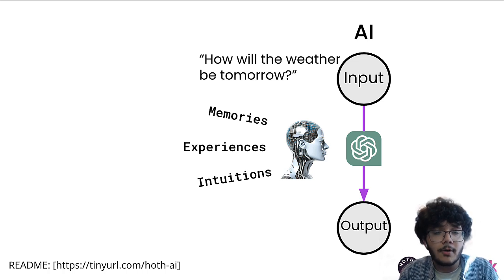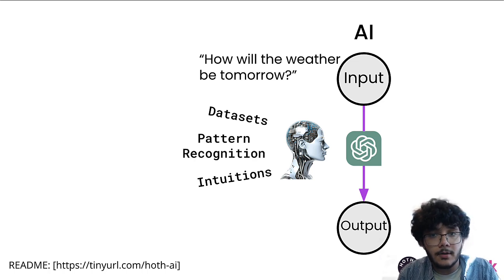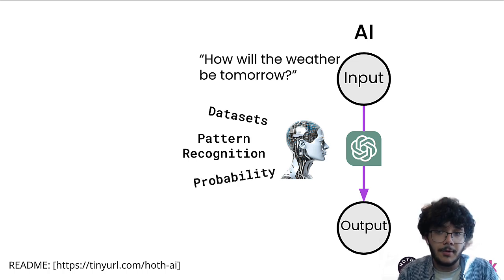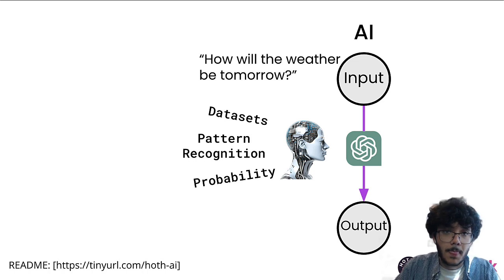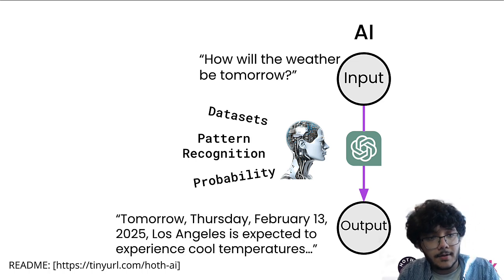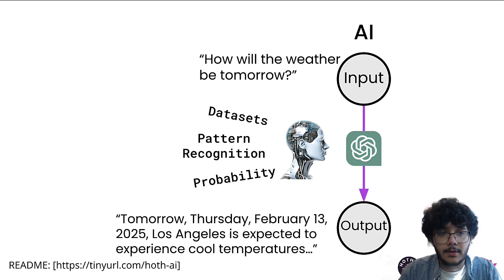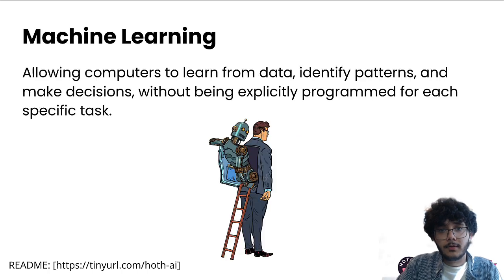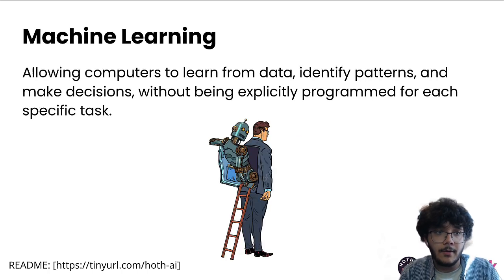Similarly, AI models also don't rely on strictly defined sets of rules. In order to mimic human thinking, they have things like data sets, which just means large amount of data you provide to it. Instead of experiences, they have pattern recognition, which is just the analysis of trends within those data sets. And they don't have intuitions, but they have probability, which just means they can predict the likeliness of different possible outcomes using the data set. Okay, and the AI might spit out something like, tomorrow, Thursday, February 13th, 2025, LA is expected to experience cool temperatures, and so on.